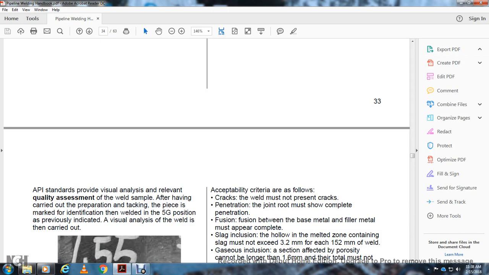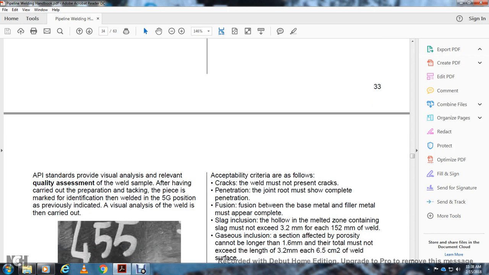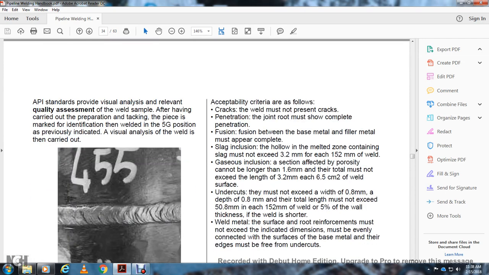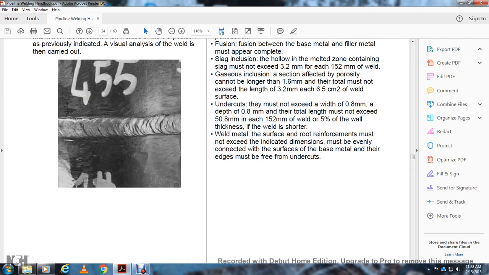The API, American Petroleum Institute standard, provides the visual analysis criteria and quality assessment of the welding sample after having carried out the preparation of the tack on the piece, marked with identification of the weld in the 5G position previously indicated. The visual analysis of the welding is then carried out according to standard 1104.